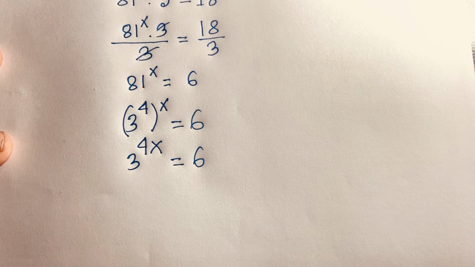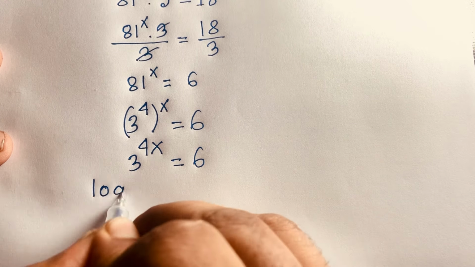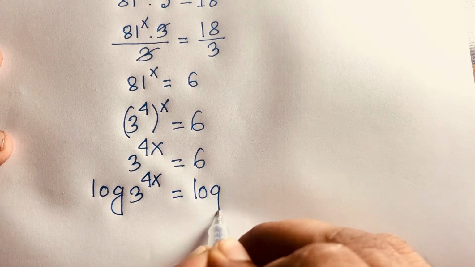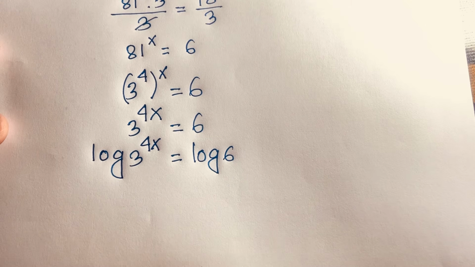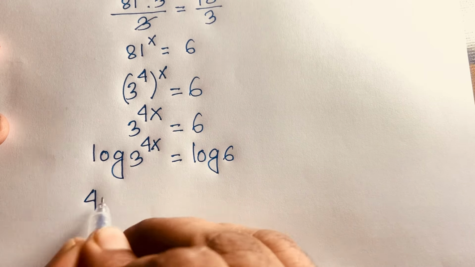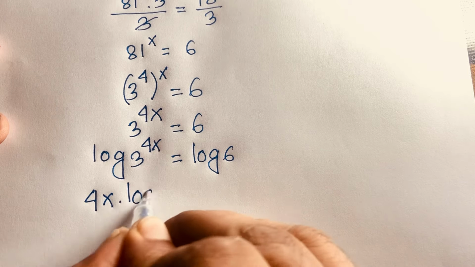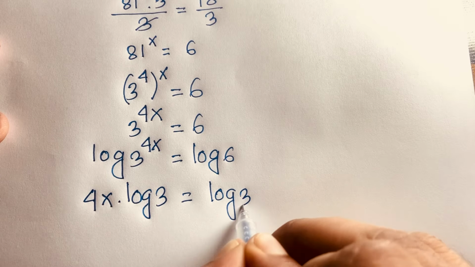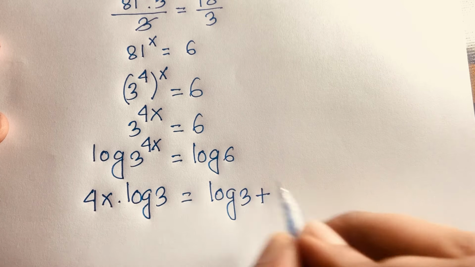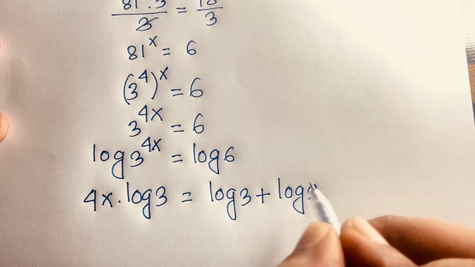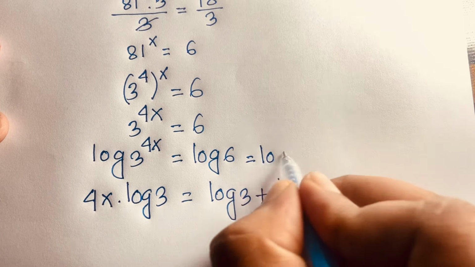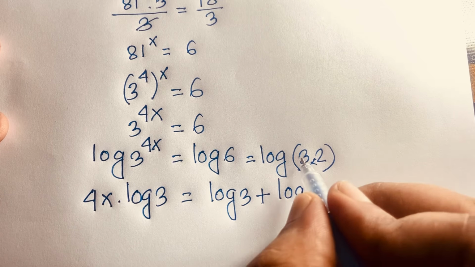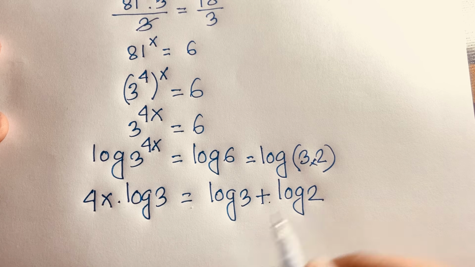Now at this moment, if I use natural log on both sides, so log 3 to the power 4x is equal to log 6. Now I can say easily this 4x moves in front, so 4x times log 3 is equal to log 6. It will be log 3 plus log 2, because I can say easily log 6 will be log of 3 times 2, and you know that log ab will be log a plus log b.